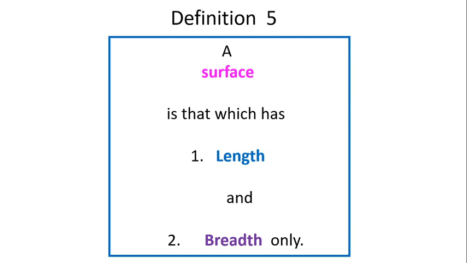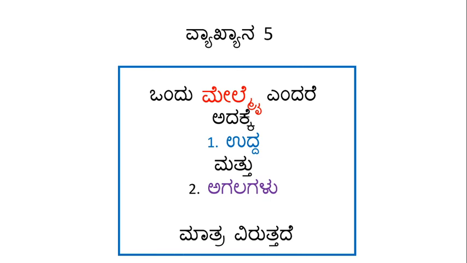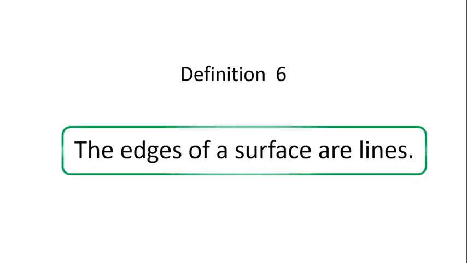So in surface we have got two types, a curved surface and a plane surface. So this is definition number 5. Okay. So that is in Kannada. Okay. Now 6th definition. The edges of something about surface only. The edges of a surface are lines only. So the boundary of any surface are lines. Lines means it may be straight lines or curved lines.